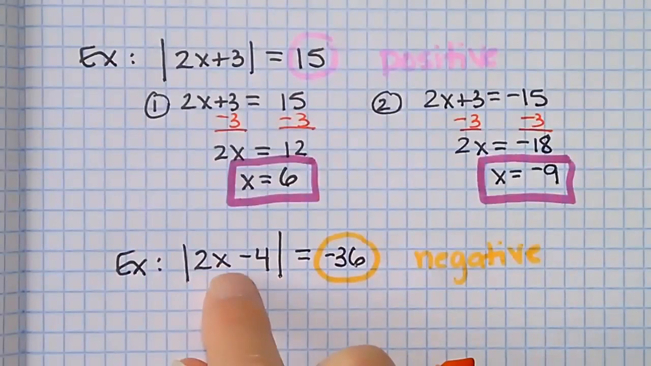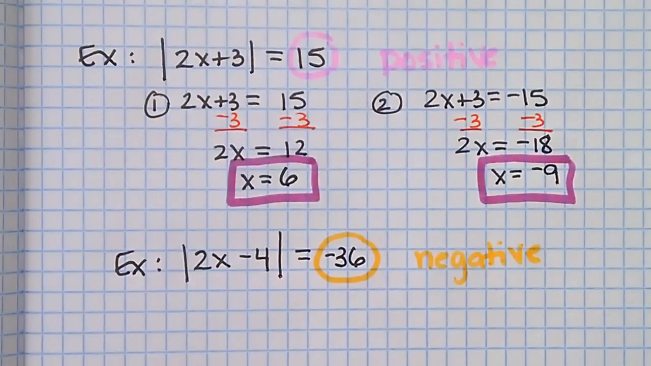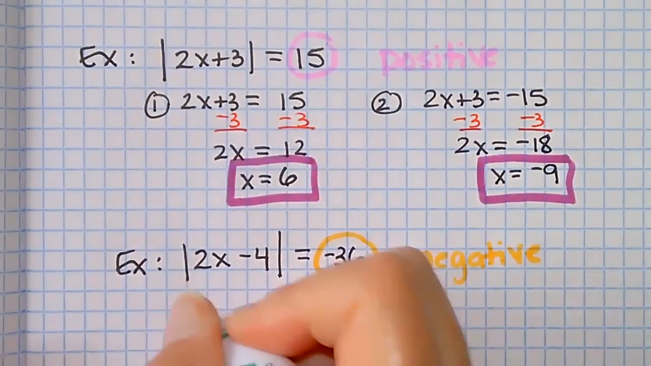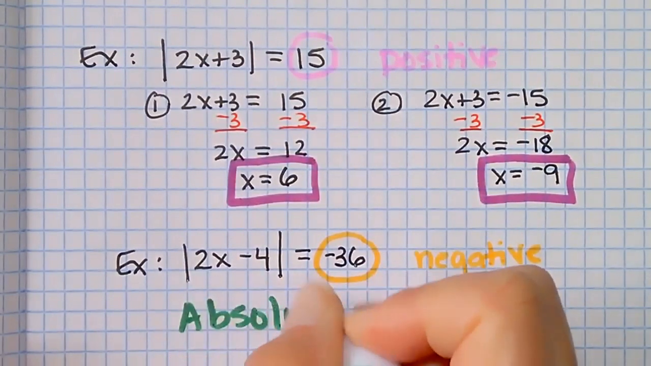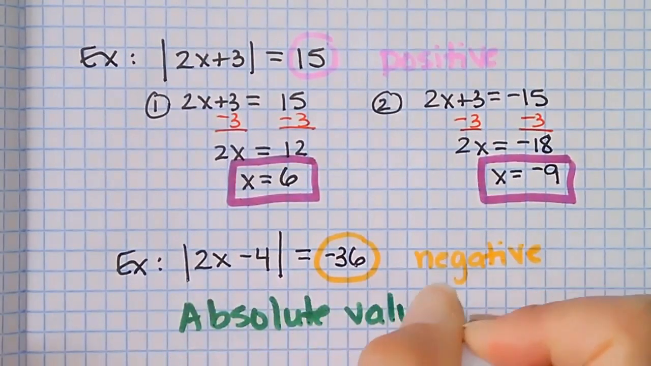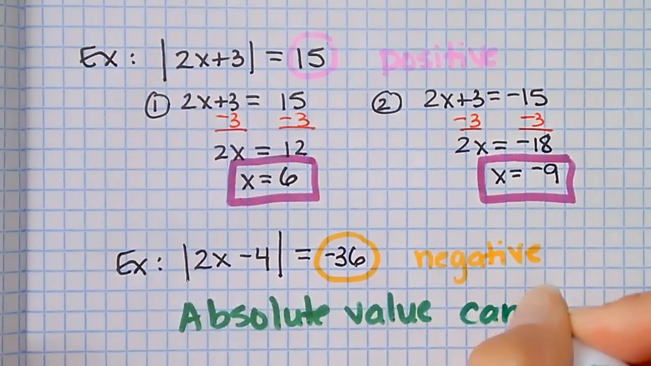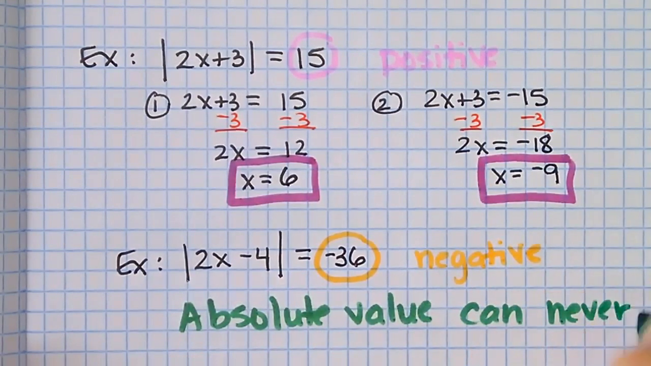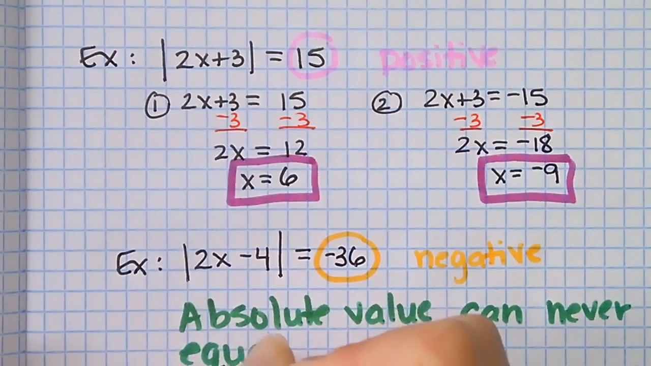And an absolute value can never equal a negative. Absolute value can never equal a negative.